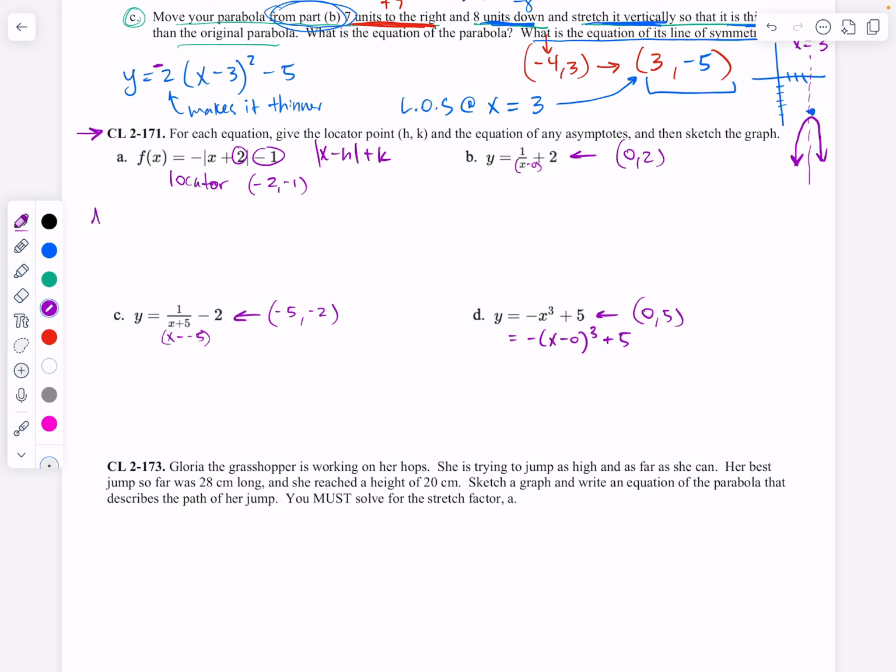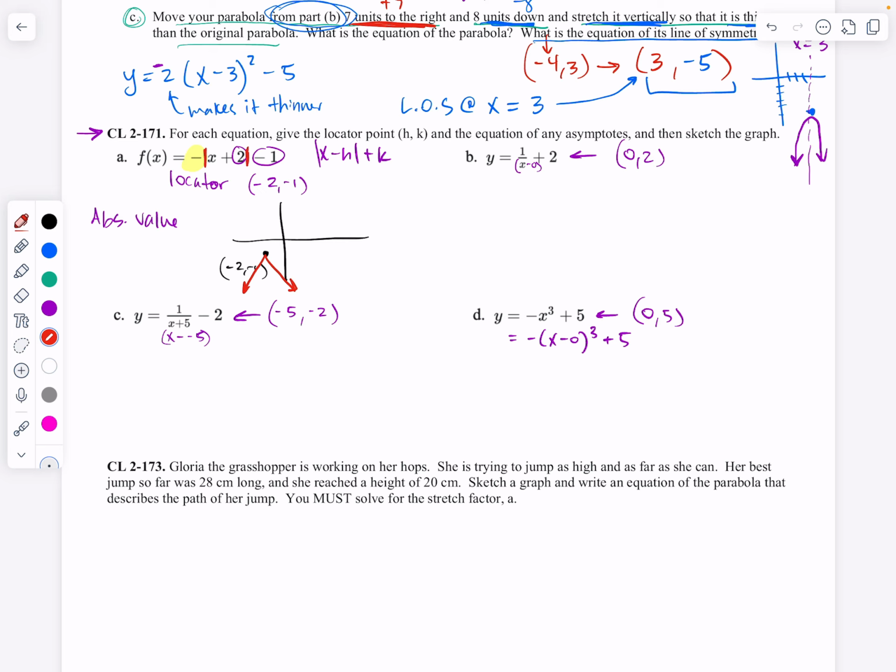All right, this one is an absolute value graph because I see this line here and this line here. And so the absolute value graphs are going to look like this. My locator is at -2, -1, so like here, -2, -1. And then notice that we have a negative stretch factor, so it's going to flip it upside down, and this one's going to look like this. Let me fix that. Absolute value shape upside down.